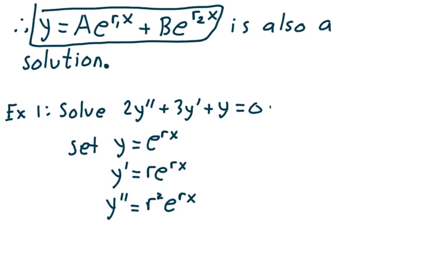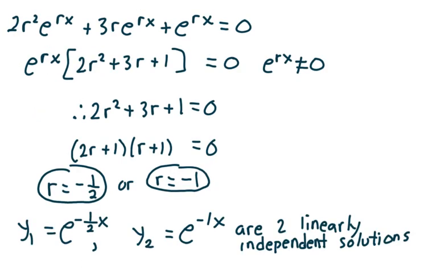Now, with that in mind, let's take a look at an example. Suppose I want to solve 2y'' + 3y' + y = 0. Set y equal to e^(rx). That's going to be our first step consistently. y' is re^(rx), and y'' is r squared e^(rx). If I make my substitution, I get 2r squared e^(rx) + 3re^(rx) + e^(rx) = 0.